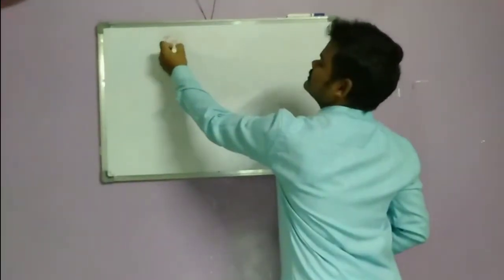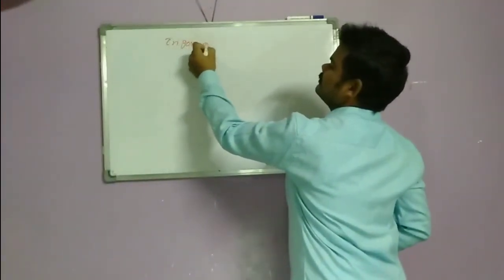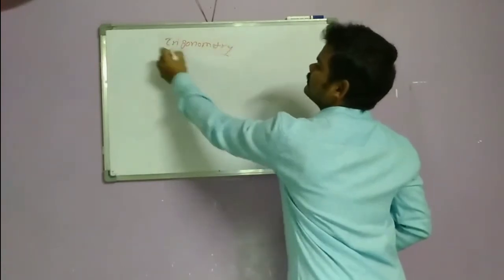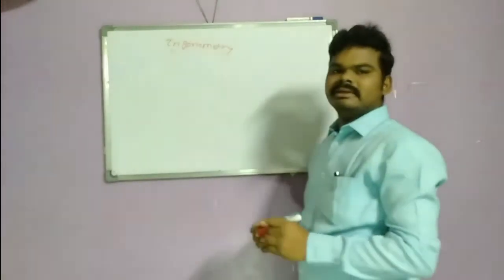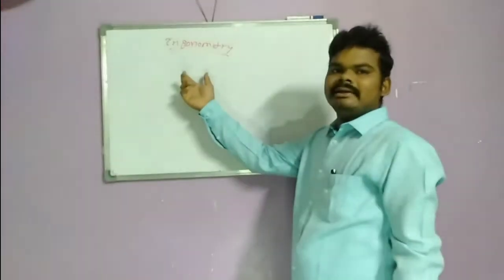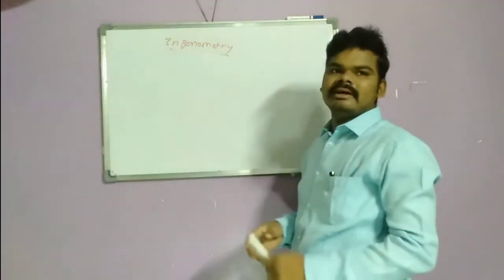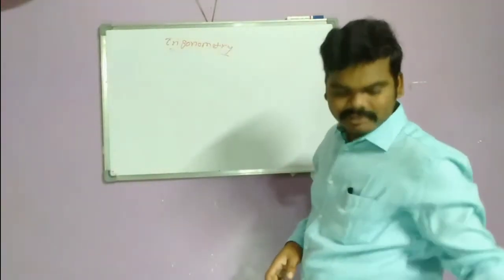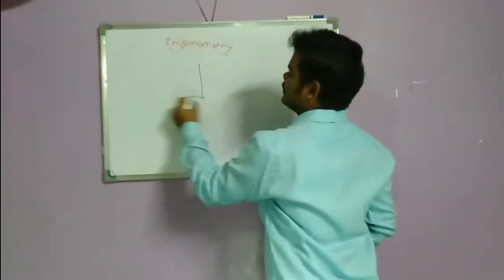Today my topic is trigonometry. Trigonometry is a branch of mathematics which studies the angles between the sides and the lengths of the sides. The entire trigonometry depends upon only the right angle triangle.